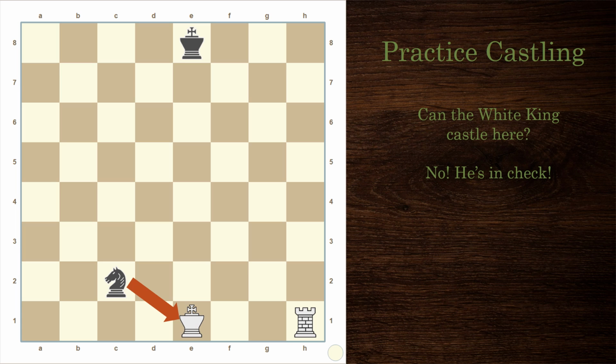All right, the answer is that he cannot castle because he's in check. Remember, one of our rules said that if the king is in danger or in check, he can't castle to get out of check. So he would not be able to castle in this situation.